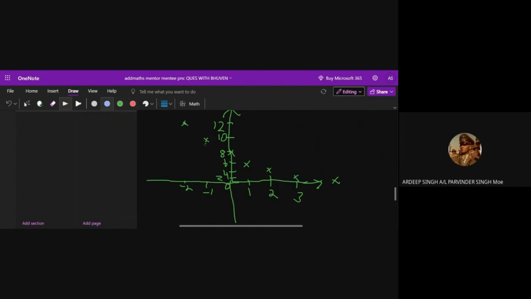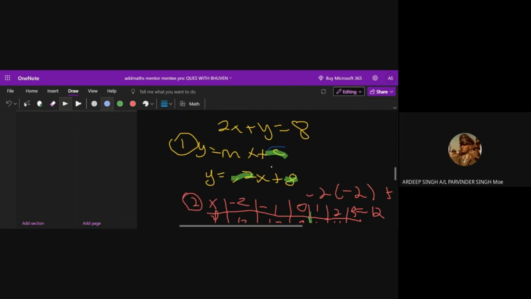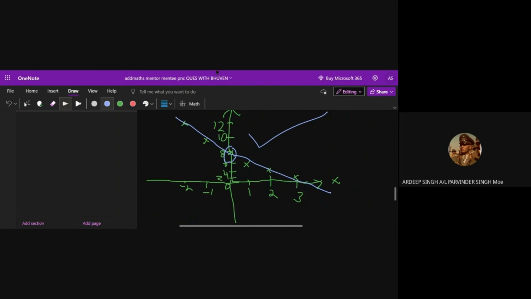Then the last step, you draw a straight line to here and cut here. Now you can see the y-intercept is 8, right? Where is the line hitting? 8, right? The line is sitting at 8. Okay, so you got it. This is your graph. You understand, Ishan?